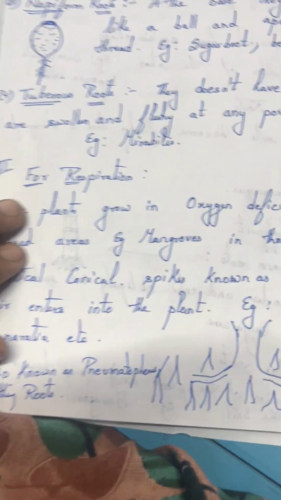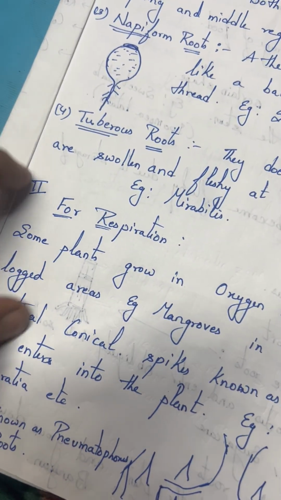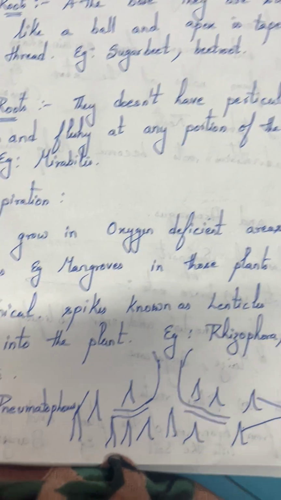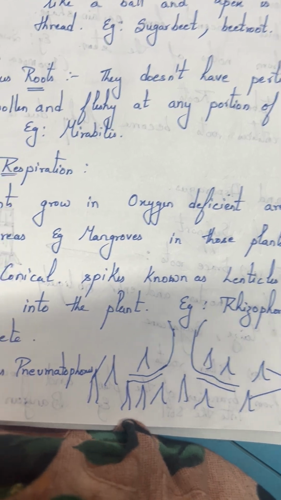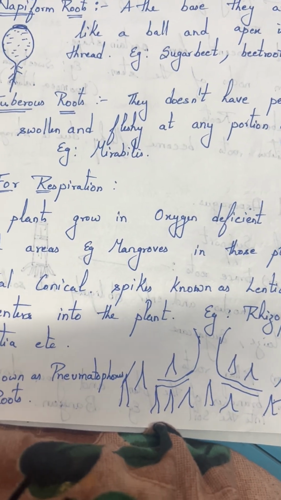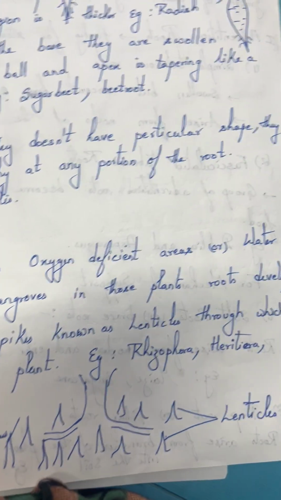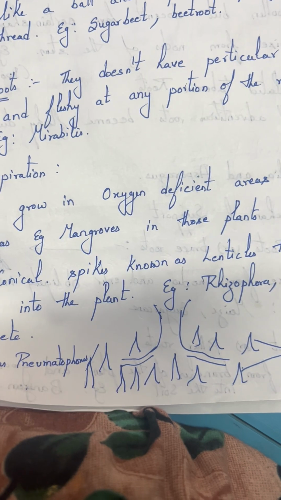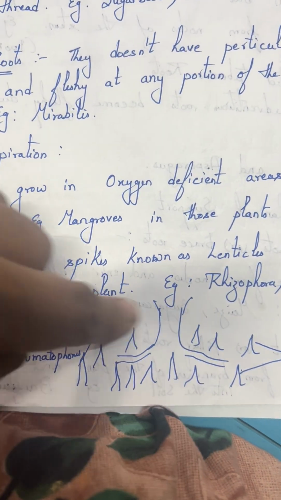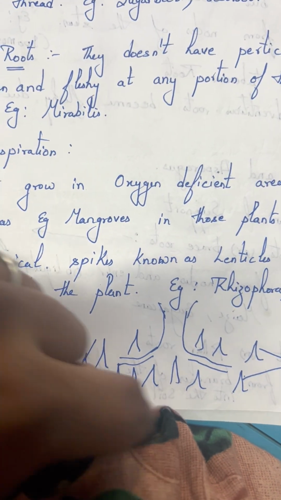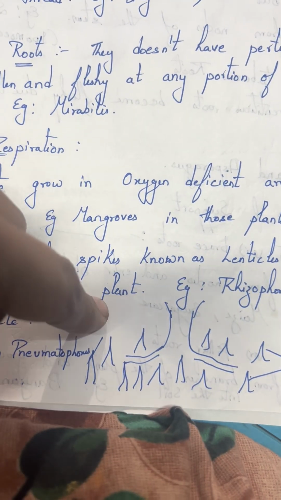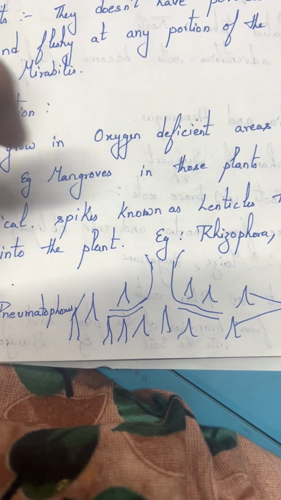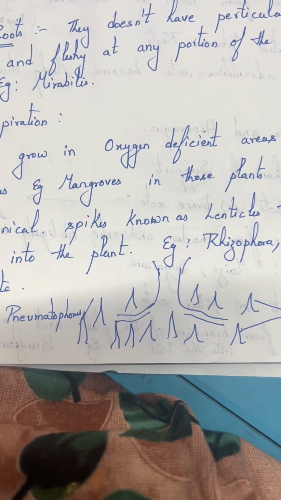Next one is for respiration. This category depends upon respiration. Some plants grow in oxygen deficient areas, waterlogged areas, or mangroves. In these plants, roots develop vertical conical spikes known as lenticels. This is a tree present in a waterlogged area, where everything is stagnated with water, so breathing can be difficult for the roots.